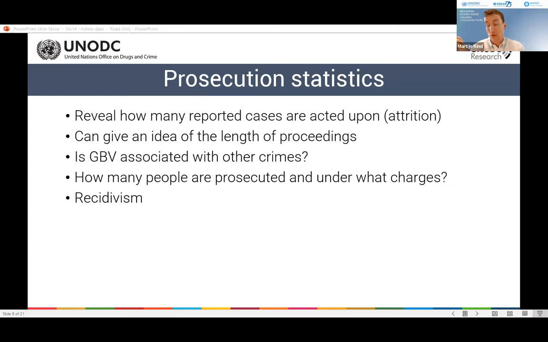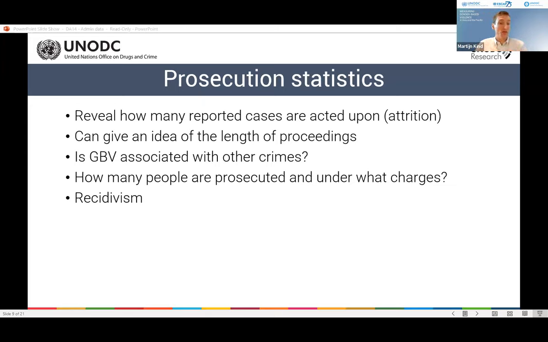So of course, we will always have a certain level of attrition, meaning not all reported cases are prosecuted, not all cases that are prosecuted end up with a guilty verdict. So there's a natural rate in that, because obviously not everybody's guilty, but it might be that we see an elevated rate for gender-based violence, for example.